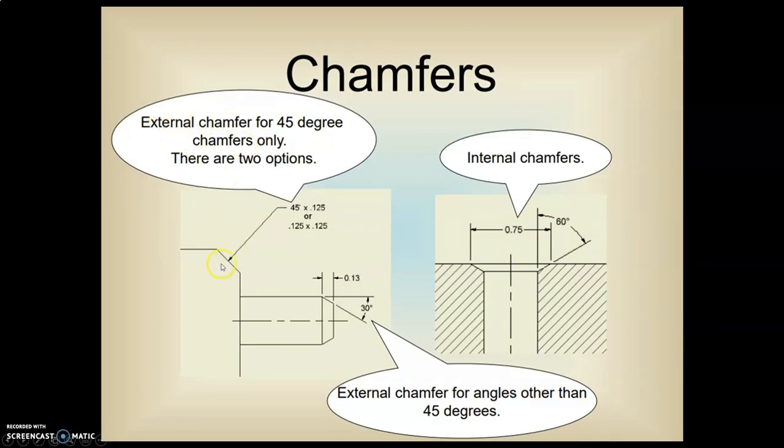Chamfers. We can either put the angle and then the distance, or we can put 2 distances, or we can put 1 distance and the angle. Normally if it is a 45, we may put just the distance and say it's a chamfer. We have external chamfers here, and then we have internal chamfers. Usually the internal chamfer is dimensioned to the outside dimension and then the angle.